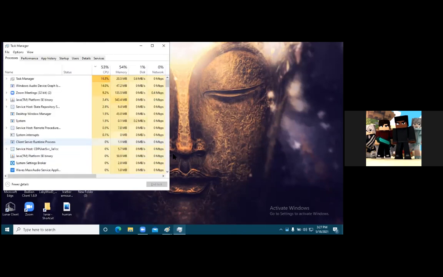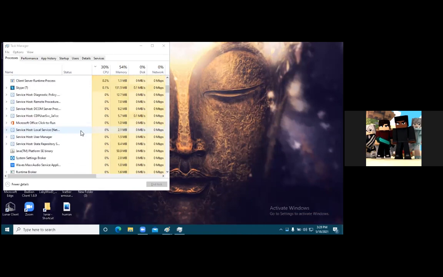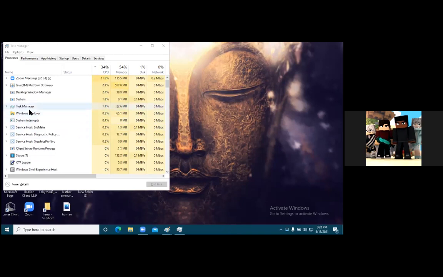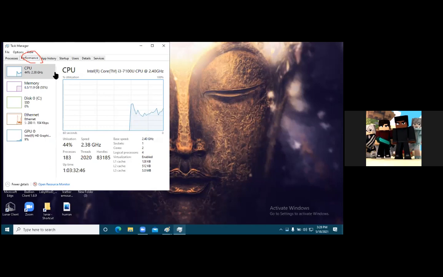And please go to the performance tab in the task manager. Yes, the performance tab is here. Second one, can you see? I just highlighted it. Just go to the performance tab here.